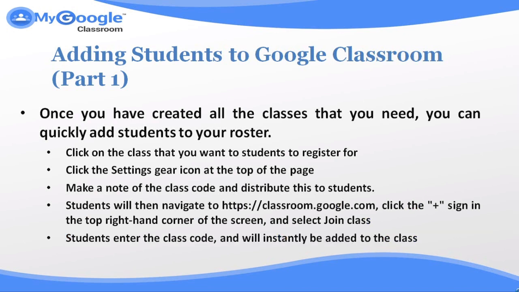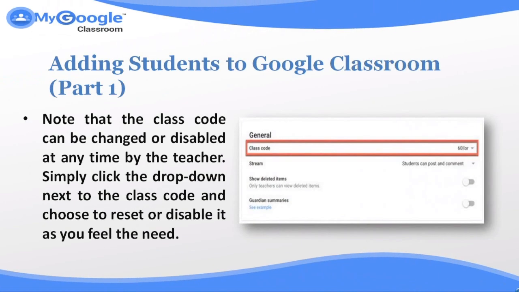Students will then navigate to the website classroom.google.com. Click the plus sign in the top right-hand corner of the screen and select Join Class. Students enter the class code and will instantly be added to the class. Note that the class code can be changed or disabled at any time by the teacher. Simply click the drop-down next to the class code and choose Reset to disable it as you feel the need.